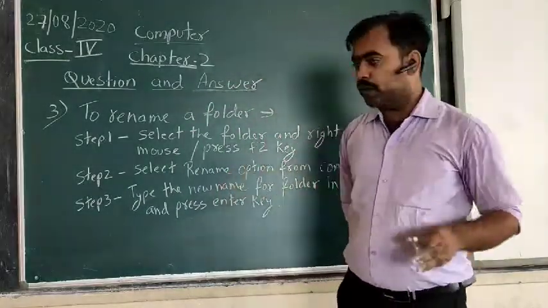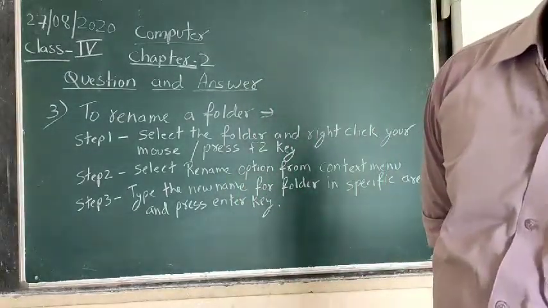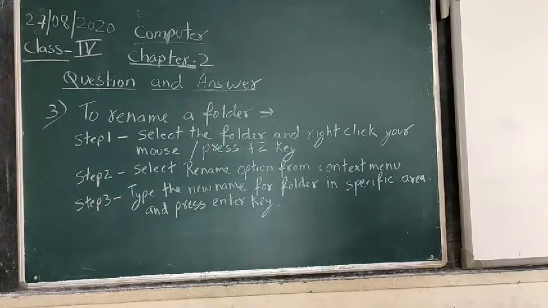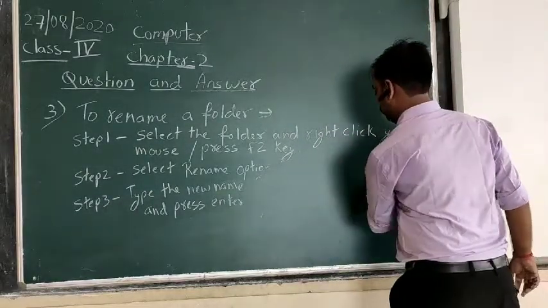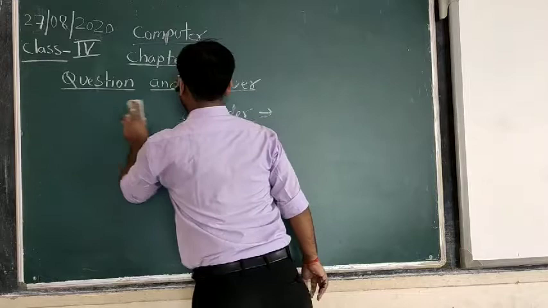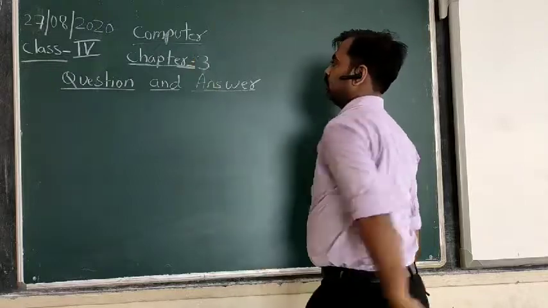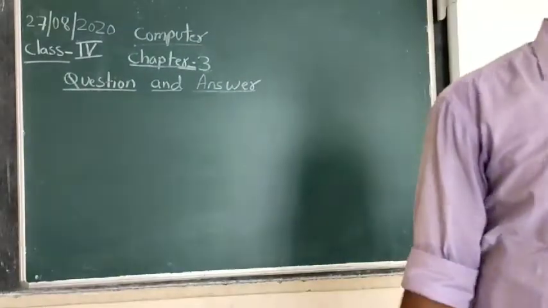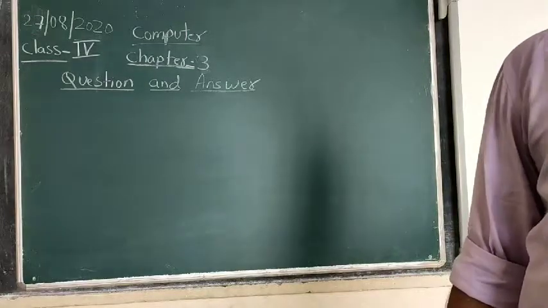Okay, so this is how we come to the end of chapter 2 question answers, and we move to the third chapter. Third chapter question answers. The first question is, what are the steps to add a new word to a dictionary?